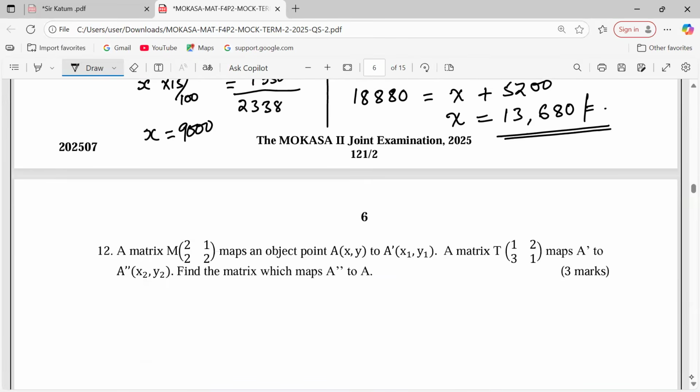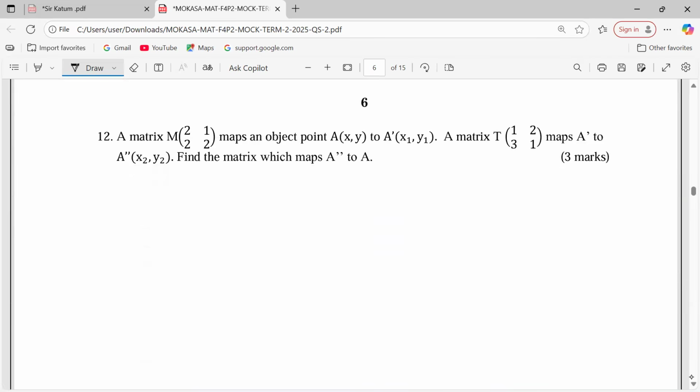We can proceed to number 12. A matrix M, (2, 1, 2, 2), maps an object, point A (x, y), to a point A prime (x1, y1). A matrix T, which is (1, 2, 3, 1), maps A prime to A double prime (x2, y2). Find the matrix which maps A double prime back to A. This is called successive transformations. Those who have covered matrices and transformations. Successive transformations mean that there is a matrix mapping.